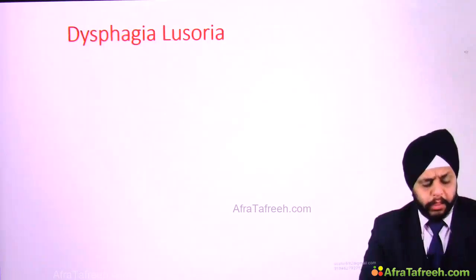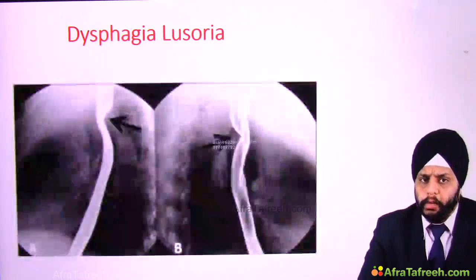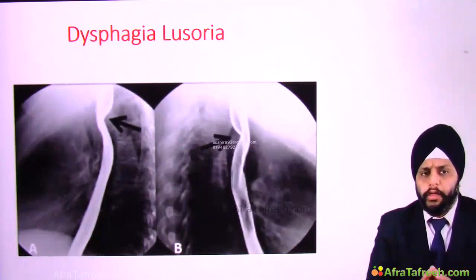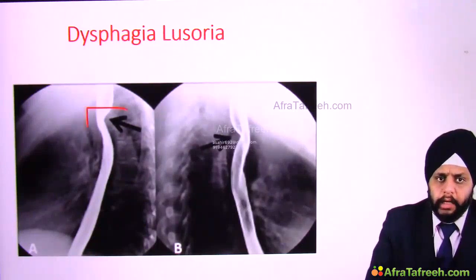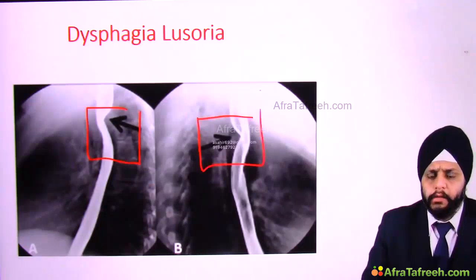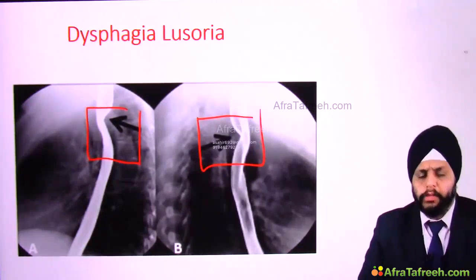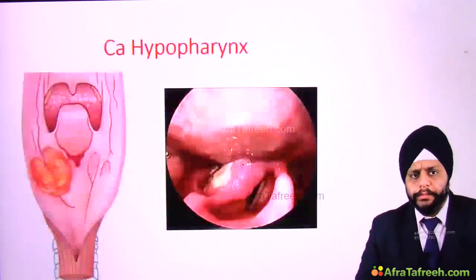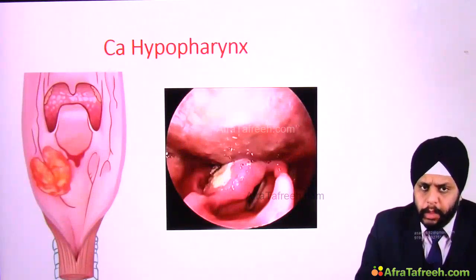How can you confirm this? You can again confirm this by doing a barium swallow. So when you do a barium swallow, you will see the compression of the esophagus in the thorax. This will be at the level of the thorax where the arch of aorta is. The right subclavian artery will be crossing the esophagus. Okay, so that is dysphagia lusoria. It's a congenital condition. Next, we come to the carcinoma of the hypopharynx, CA hypopharynx.